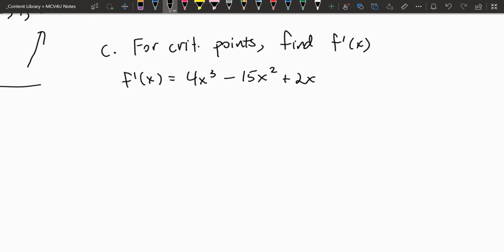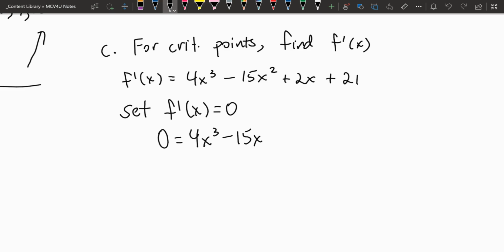And then the 21x term becomes plus 21. And then the minus 18 is gone because minus 18 is just a constant. So here's my derivative. It's a cubic polynomial, 1 degree less than f of x. So let's now find the critical points. And remember, to do that, we have to set the derivative equal to 0. Okay, so 0 equals 4x cubed minus 15x squared plus 2x plus 21.